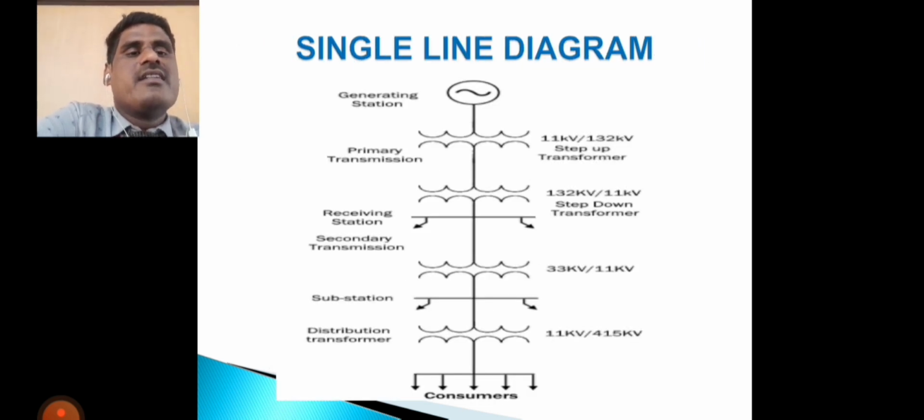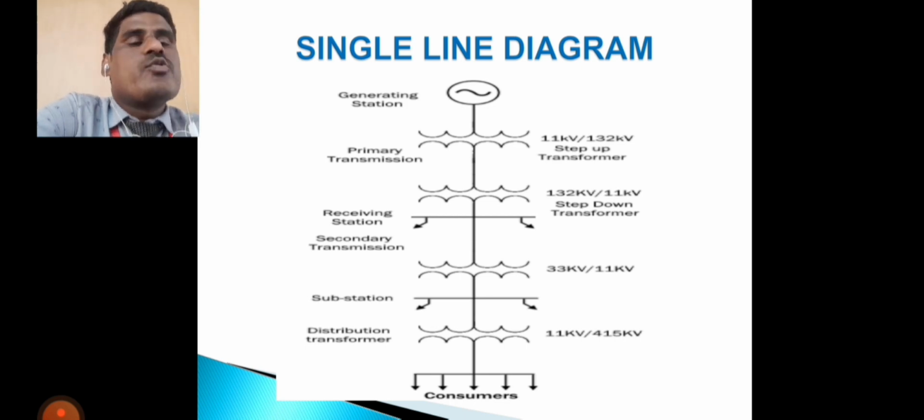And the next one is the single line diagram. The single line diagram shows the overall process, that means the entire power system operation, in a single line diagram. The first one is the generating station, which generates the power for the grid, and the next one is primary transmission. Here there is an 11 kV bar and a 132 kV step up transformer. In the primary transmission side, the 11 kV is stepped up into 132 kV.